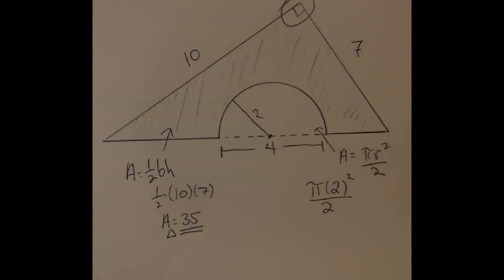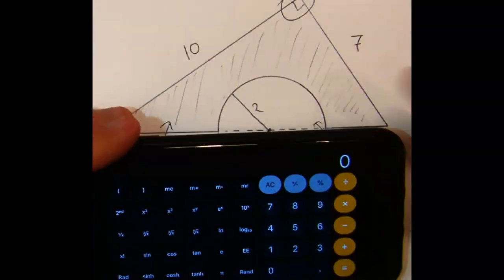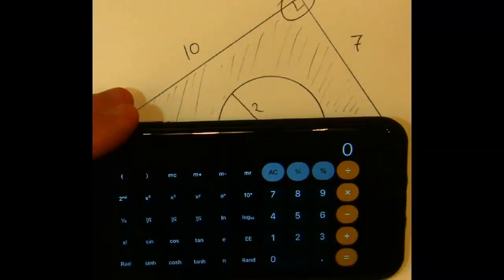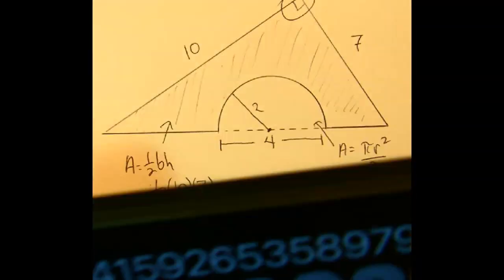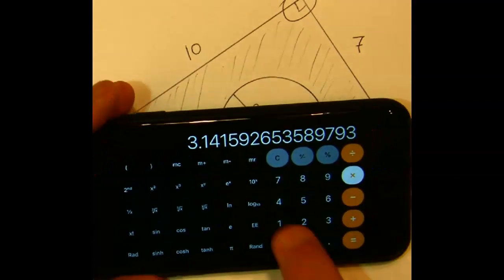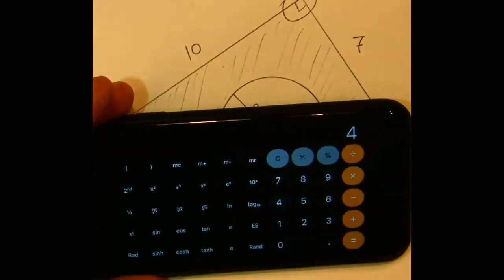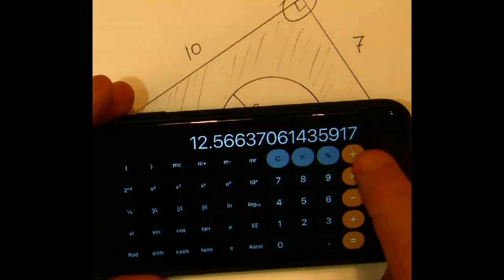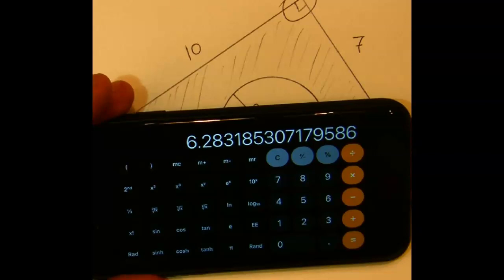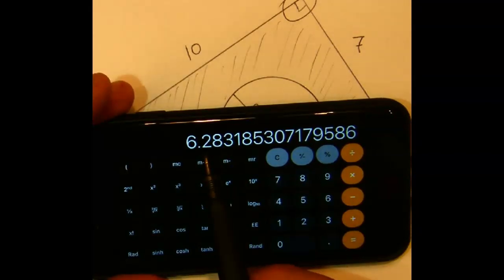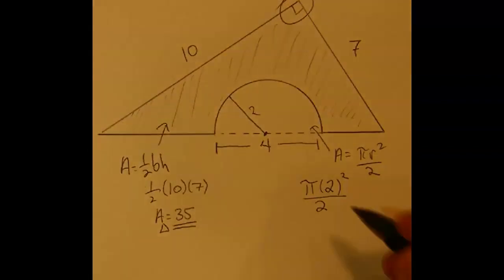Remember, we're going to turn our calculators sideways so we can access the pi button. So I have pi times, we have a radius of 2 squared, which is 4, equals, and then divided by 2. So our area of the semicircle is 6.3. The 8 is going to bump that 2 to a 3. So this is 6.3.